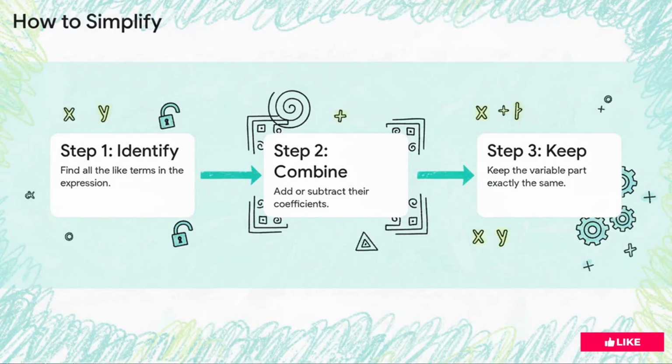So how do we actually do it? Well, it's a super simple three-step process. First, you just hunt through the expression and find all the terms that are alike. Second, you just add or subtract their coefficients, the numbers out front. And third, and this is important, you just keep the variable part exactly as it is.